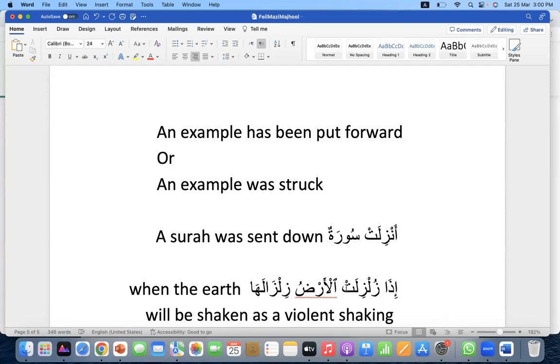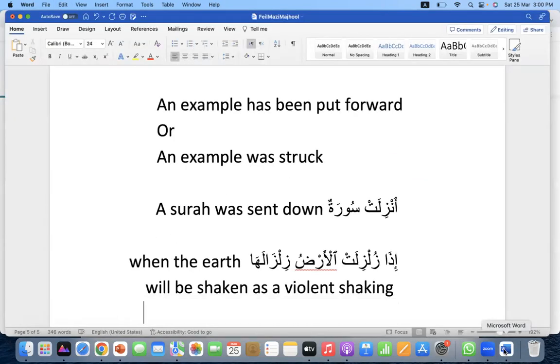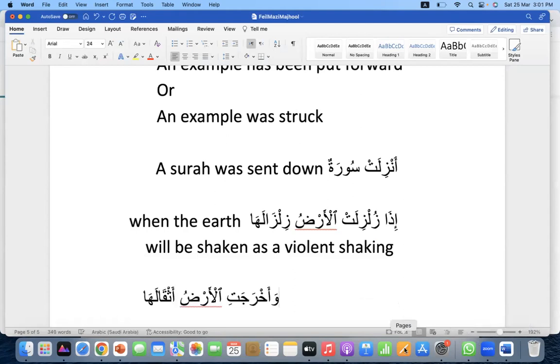So when you do something, it's a kind of condition: when this thing happens, the other thing is going to happen. So iza zulzilatil arzu zilzalaha, when the earth will be shaken with a violent shaking. And then Allah subhanahu wa ta'ala says, wa akhrajatil arzu asqalaha. Now, what is this akhrajat?